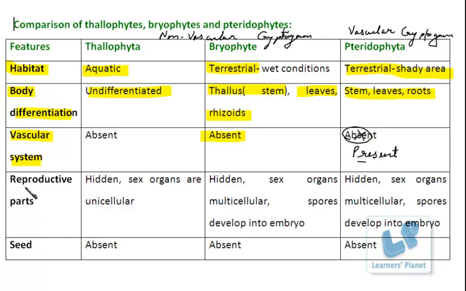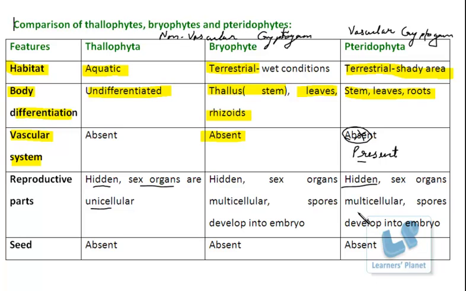Further, the next property is related to the reproductive parts. As all these plants are cryptogams, in all these three groups the reproductive parts are present as hidden organs. They are hidden and inconspicuous, right? But definitely the sex organs which are present show a different type of complexity. In the case of thallophyta, the sex organs are unicellular. Whereas in the case of bryophytes and pteridophytes, these structures are multicellular.